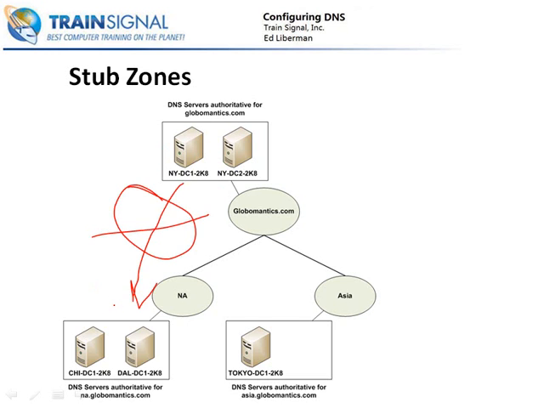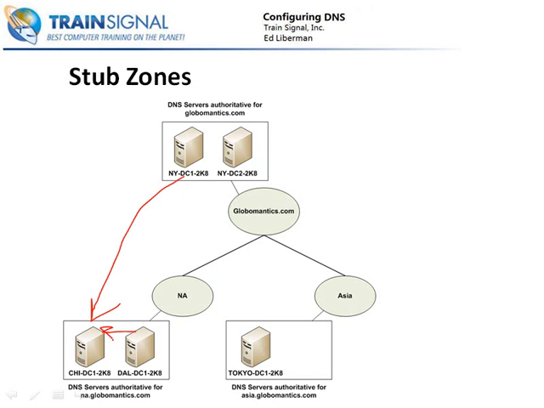But now, when Dallas DC1 gets added to the na.globalmantics.com domain, when New York DC1 checks in, which it will do because it has a zone record, when it checks in with Chicago DC1 it now has that new record added when Dallas DC1 came on, and it sends that information back up to New York DC1. Of course, these guys are all sharing information with each other, and these guys now know about Dallas DC1 also being authoritative for na.globalmantics.com. So that's pretty much how a stub zone works.